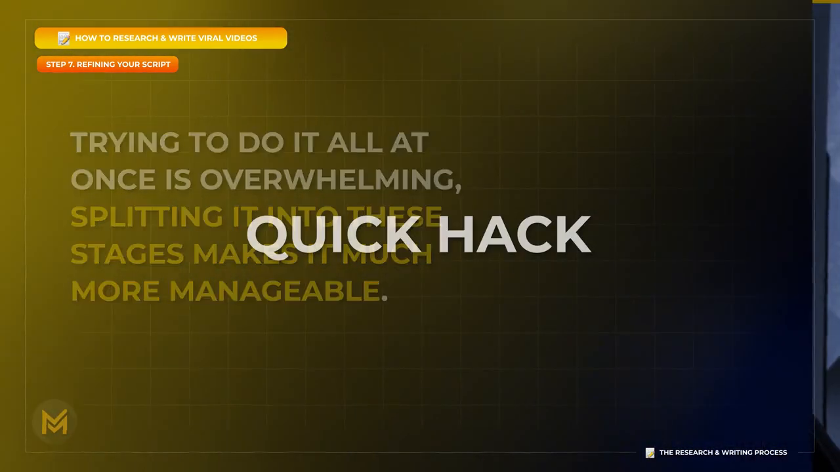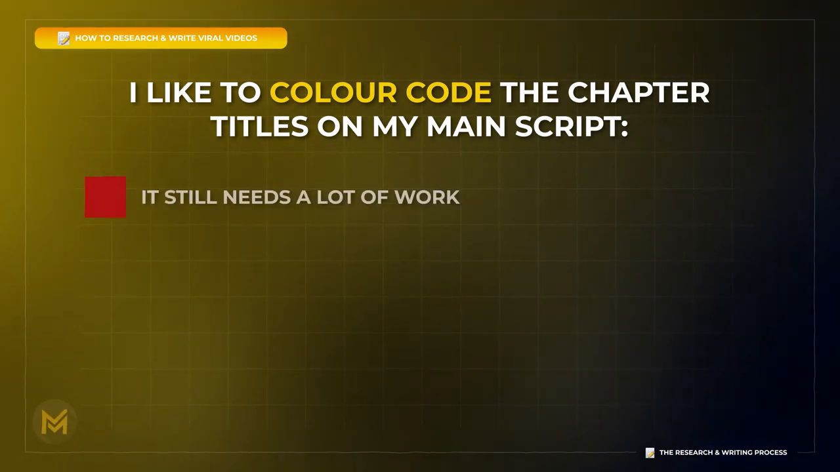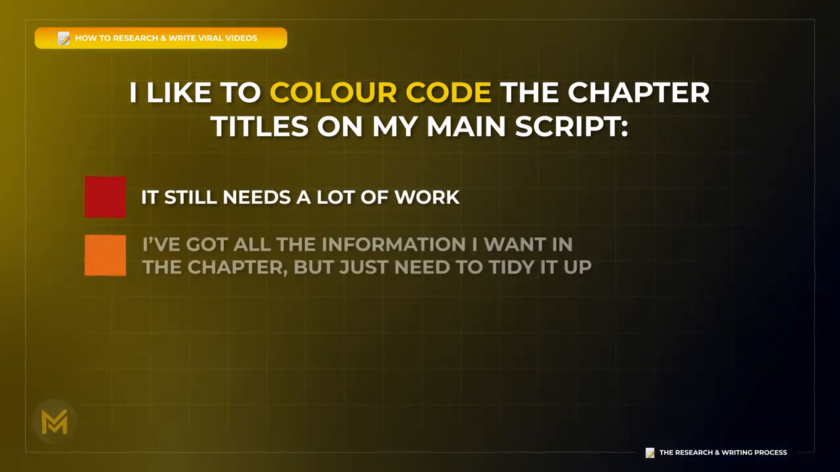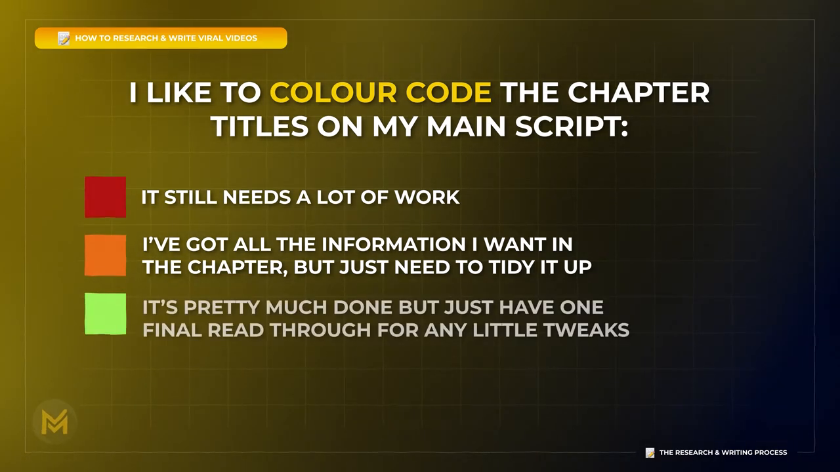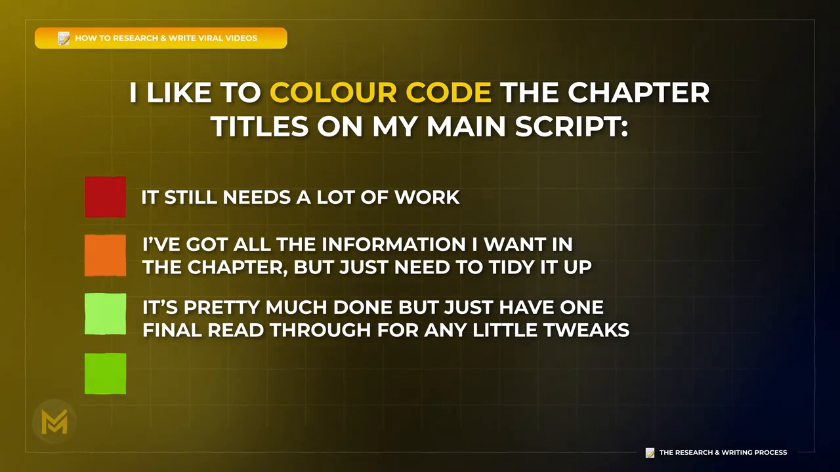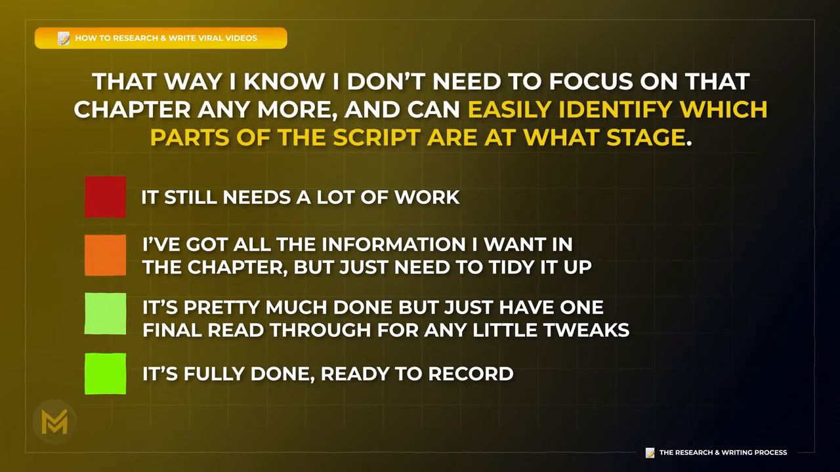And a quick hack, I like to color code the chapter titles on my main script. So red means it still needs a lot of work, orange means I've got all the information I want in the chapter, but just need to tidy it up. Light green means it's pretty much done, but I just have to have one final read through for any little tweaks. And bright green means it's fully done, ready to record. That way I know I don't need to focus on that chapter anymore and can easily identify which parts of the script are at what stage.